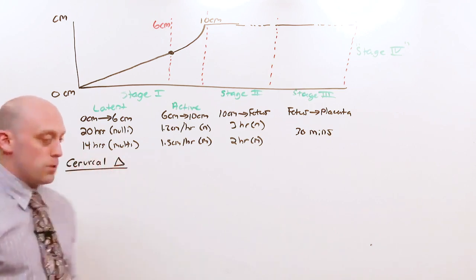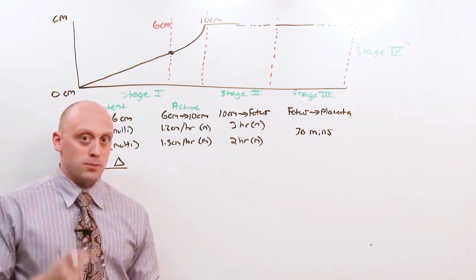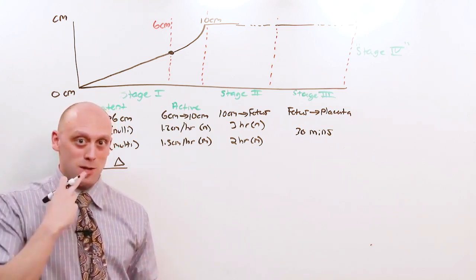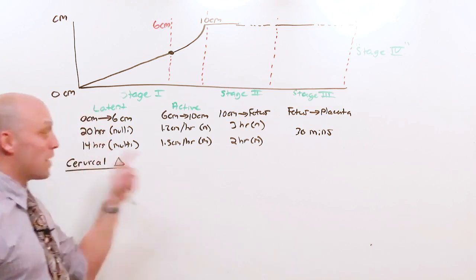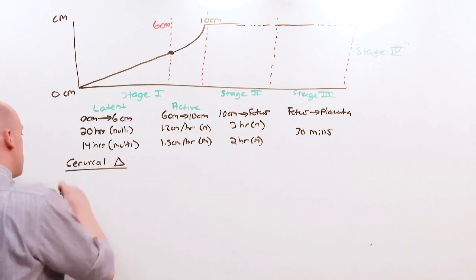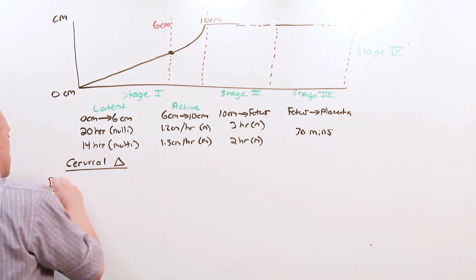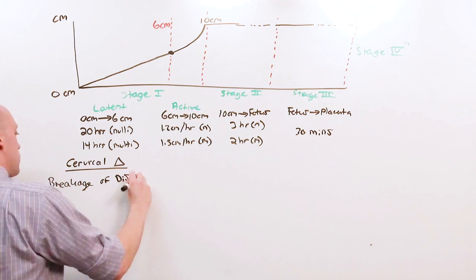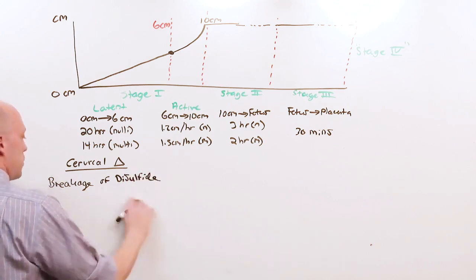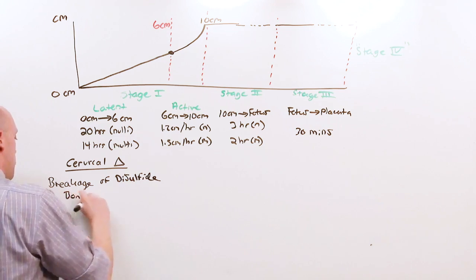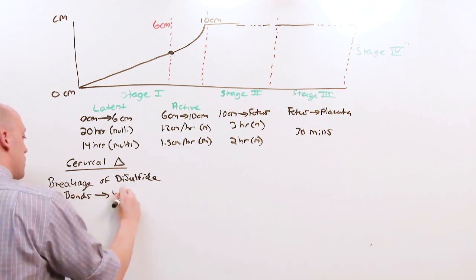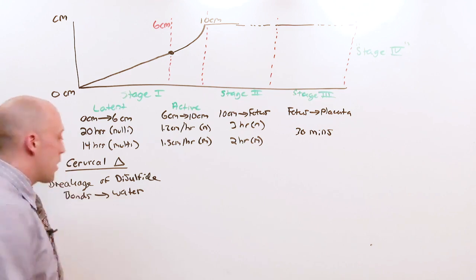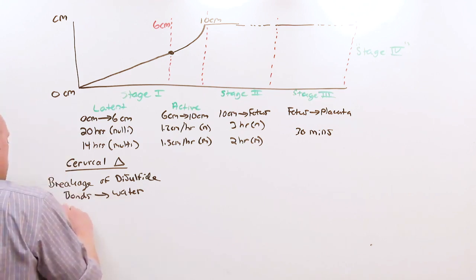And the cervix goes from a fairly rigid, elongated structure, like your nose, to a fairly loose, floppy, and dilated structure, like your lips. And it does so really fast. The way it's able to do that is breakage of disulfide bonds. It's the breakage of disulfide bonds that question writers like so much. With infusion of water.